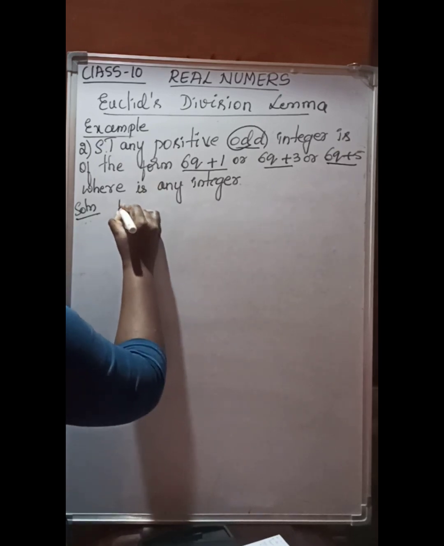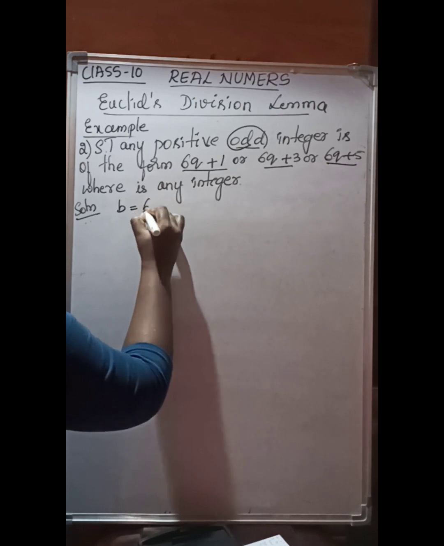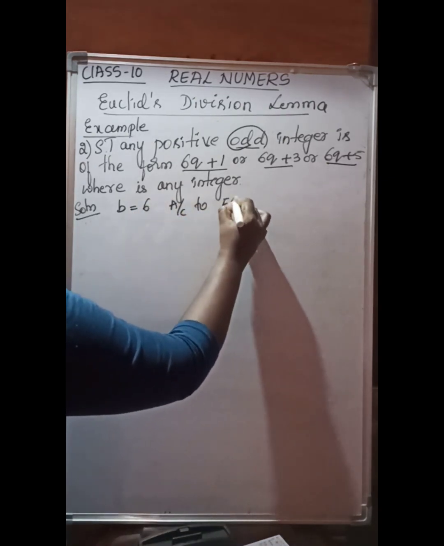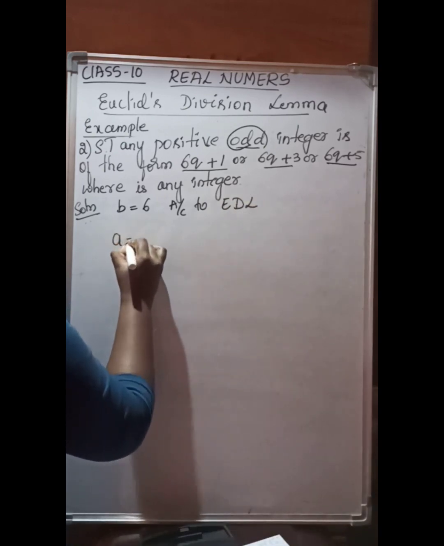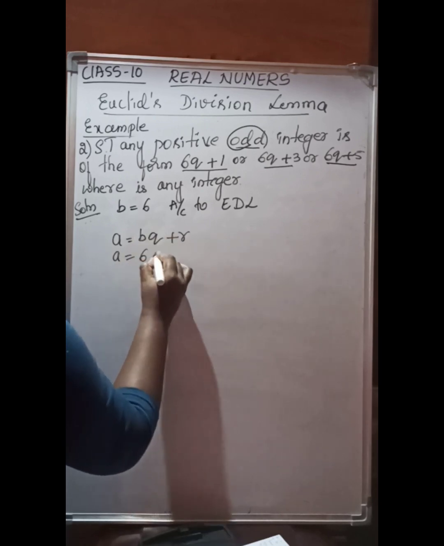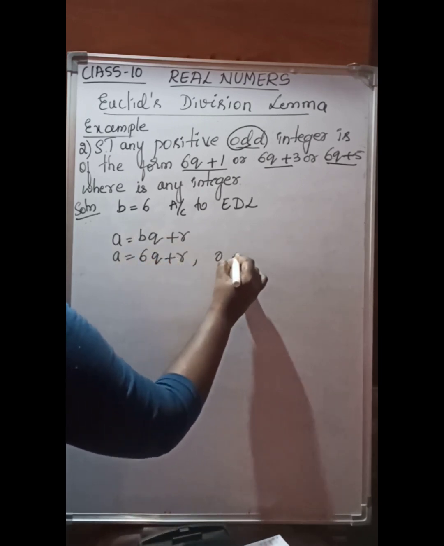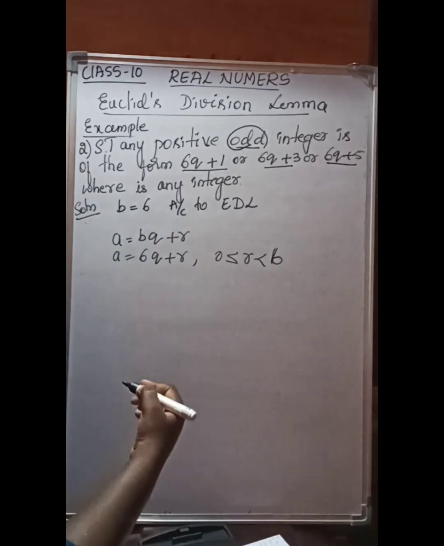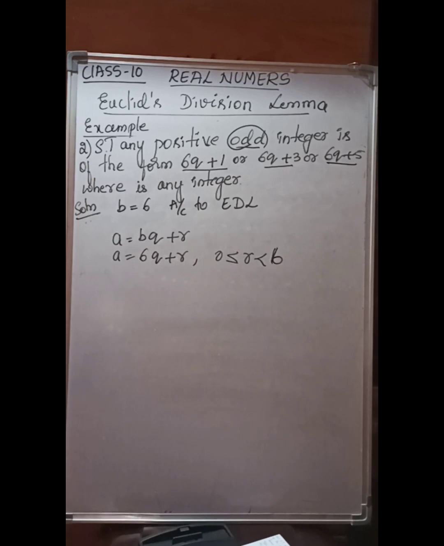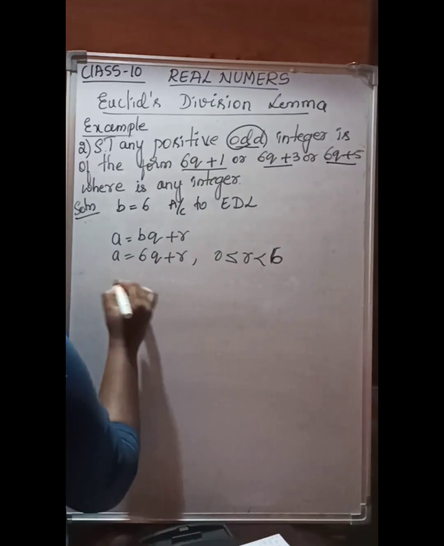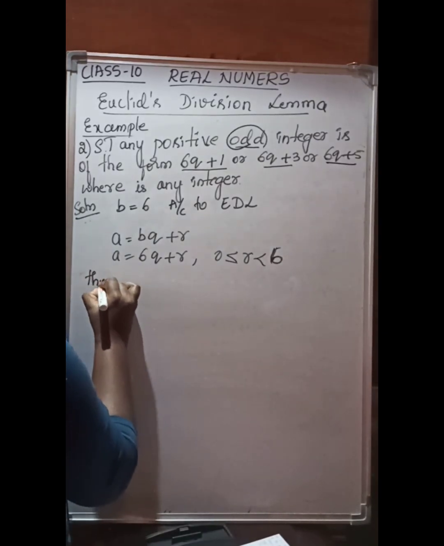So according to the question, we can write b equals 6, right? According to Euclid's division lemma, we have a statement a equals bq plus r, where r is greater than or equal to 0 and less than 6. Here b is nothing but 6. This is 6, don't get confused. So what are the possible values of the remainder?